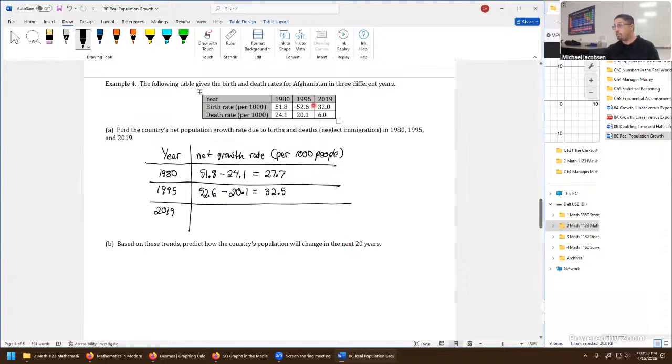So the growth rate went up. And that's because we had good change in both directions. The birth rate increased in 1995, and the death rate decreased by an even larger amount as well. So after that, here are the weird years.